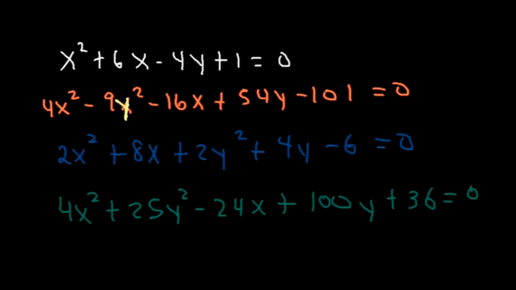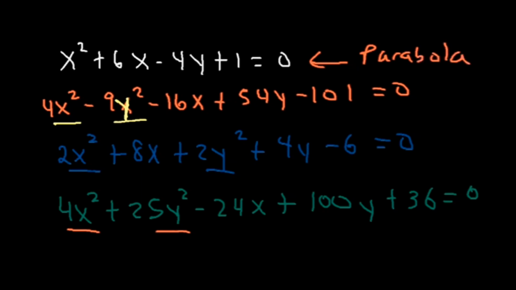So here we have an x squared and a y squared, so that's not a parabola. X squared, y squared, not a parabola. X squared, y squared. This first one is the only one that doesn't have both an x squared and a y squared. So this is the parabola. That's how you can distinguish it from the other three. There's an x squared but no y squared, or there could be a y squared but no x squared.